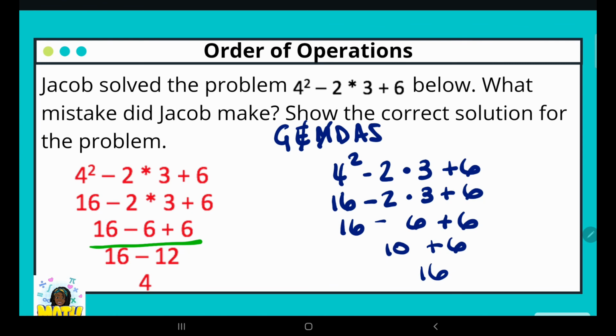But we'll talk about that further when we get to integers. So here, he did not follow the order of operations, and that's the reason he had an incorrect answer. So here, he decided to add first instead of subtracting. So our answer is correct, and we were able to clearly identify what Jacob's mistake was.